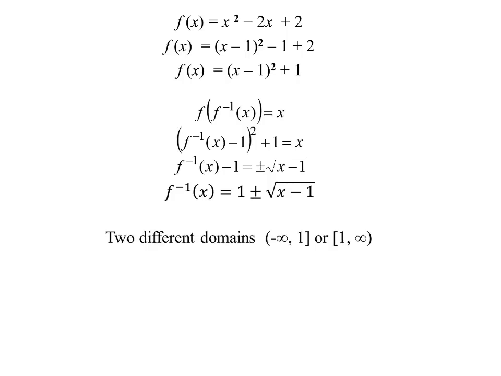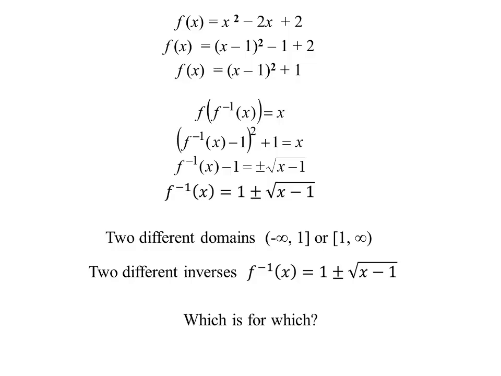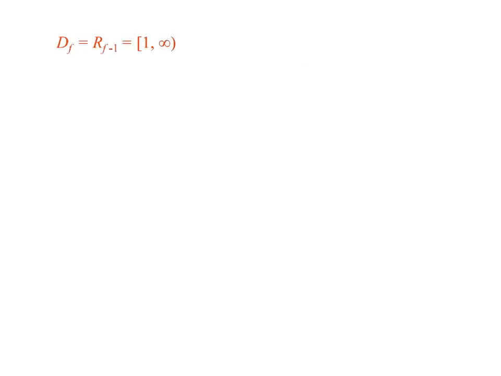Now we have two different domains. First is from negative infinity to, and including 1. Second is from, and including 1, to infinity. We also have two different inverses, that is 1 plus and minus the square root of x minus 1. So how do we know which domain is for which inverse? To determine this, we have to observe the restricted domain.